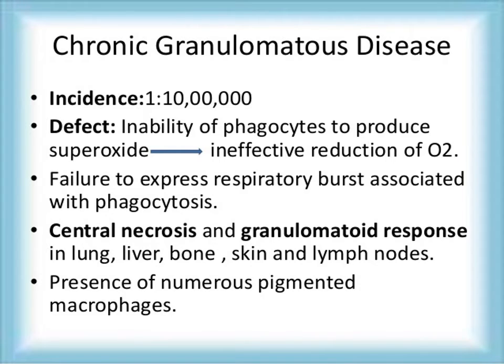Chronic granulomatous disease. It's basically a defect or inability of phagocytes to produce superoxide that results in ineffective reduction of oxygen. And there is failure to express respiratory bursts associated with phagocytosis. So there is defective phagocytosis, and that results in central necrosis and granulomatoid response in different organs like lung, liver, bone, skin, and lymph nodes. And histologically, in peripheral blood film, there are numerous pigmented macrophages.